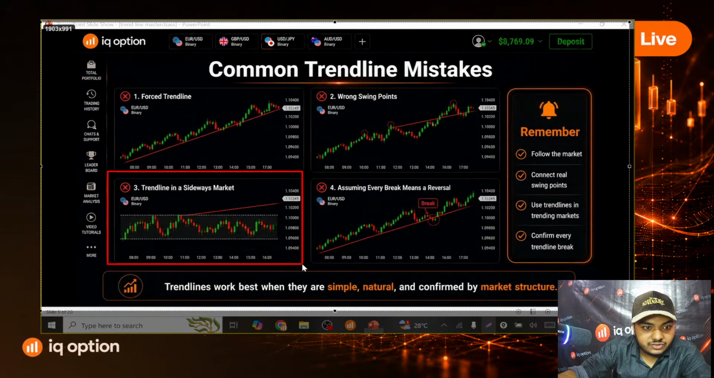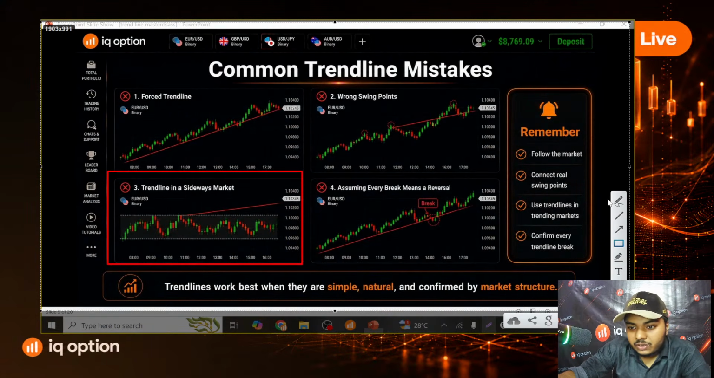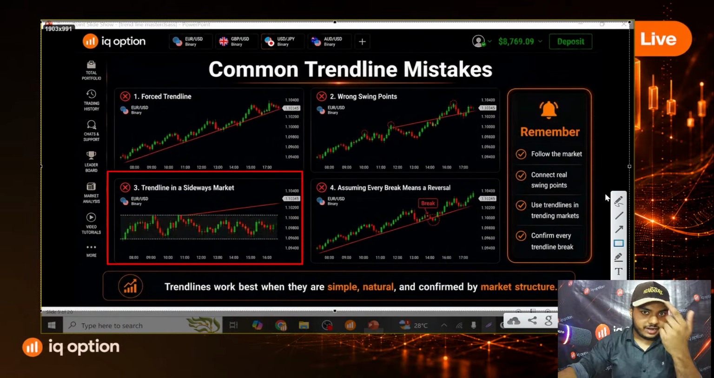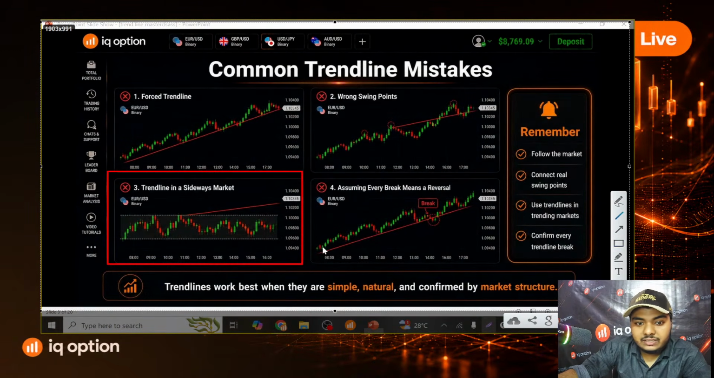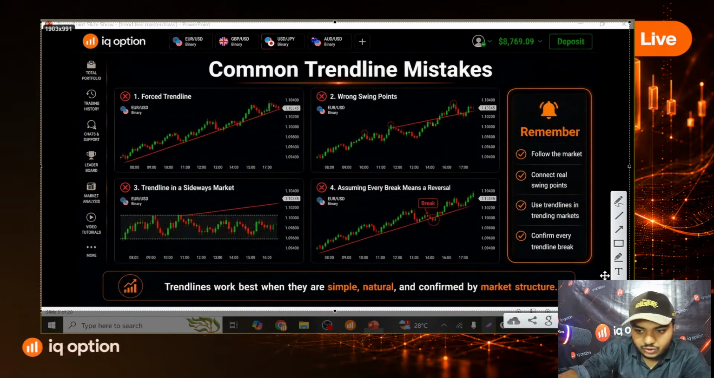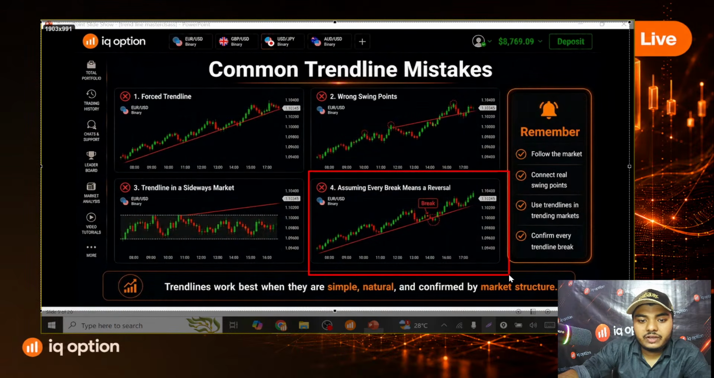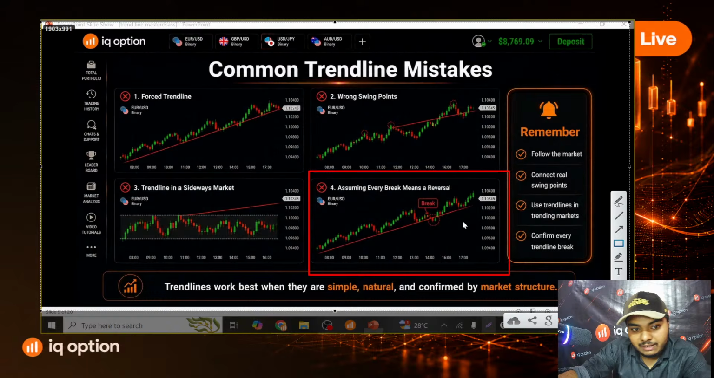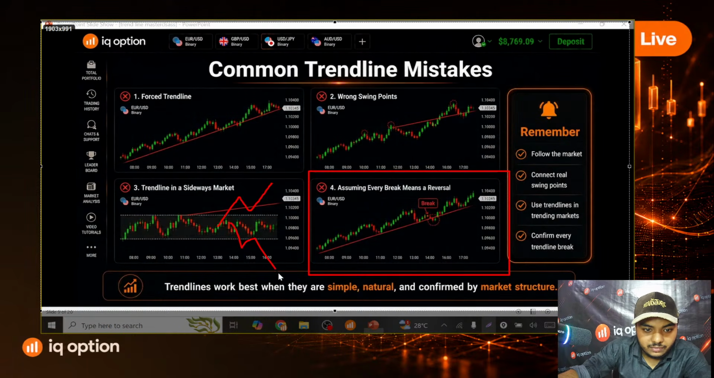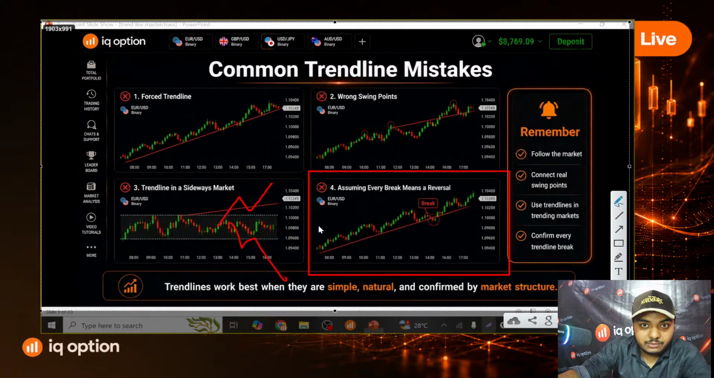And the third mistake is drawing a trend line in a sideways market. Trend line means trade in a trend. In the market, a trend line only works for a trend. So we do not draw trend lines in the sideways market. I also personally do not recommend any trader to trade in a sideways market. This is a very risky area. The market can break upward anytime, or break down anytime. You don't know.